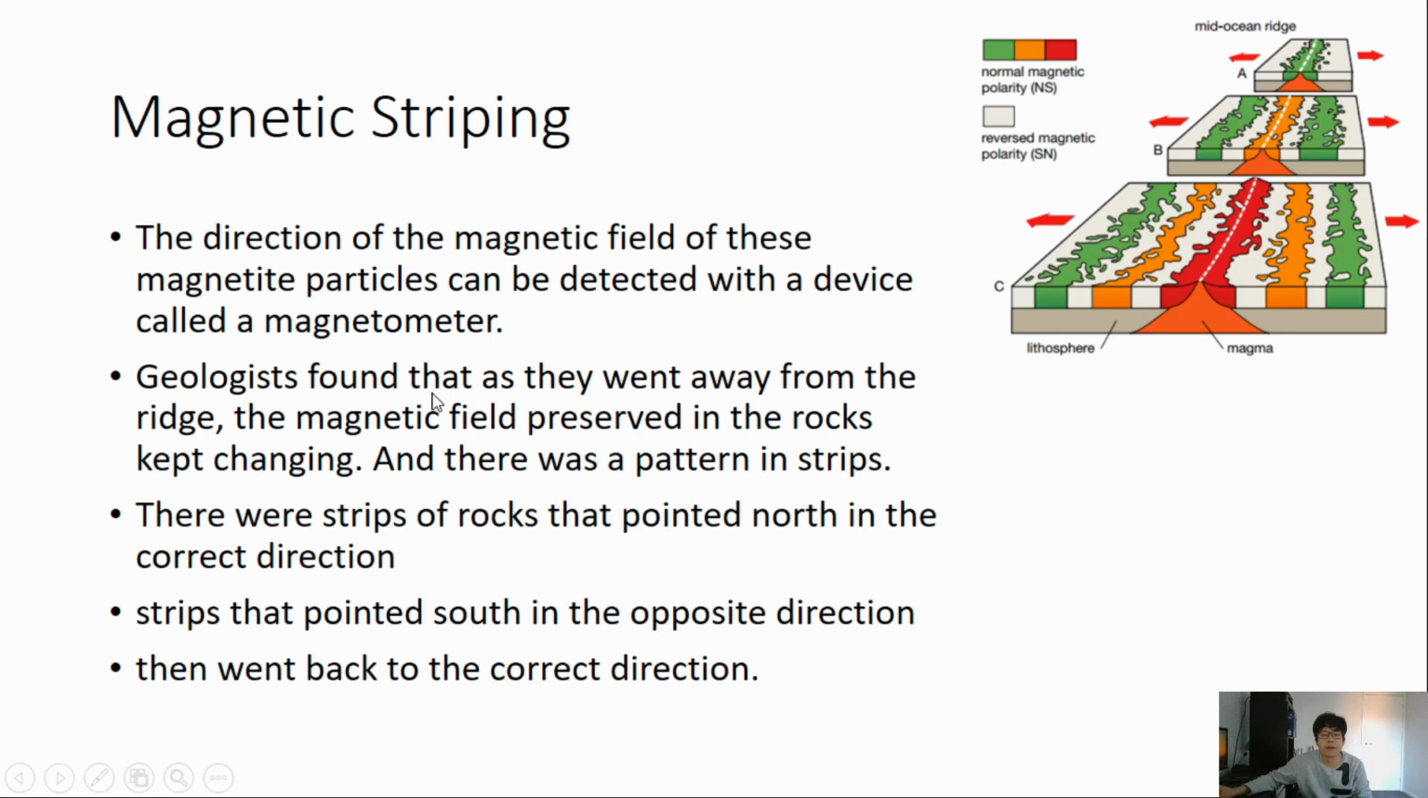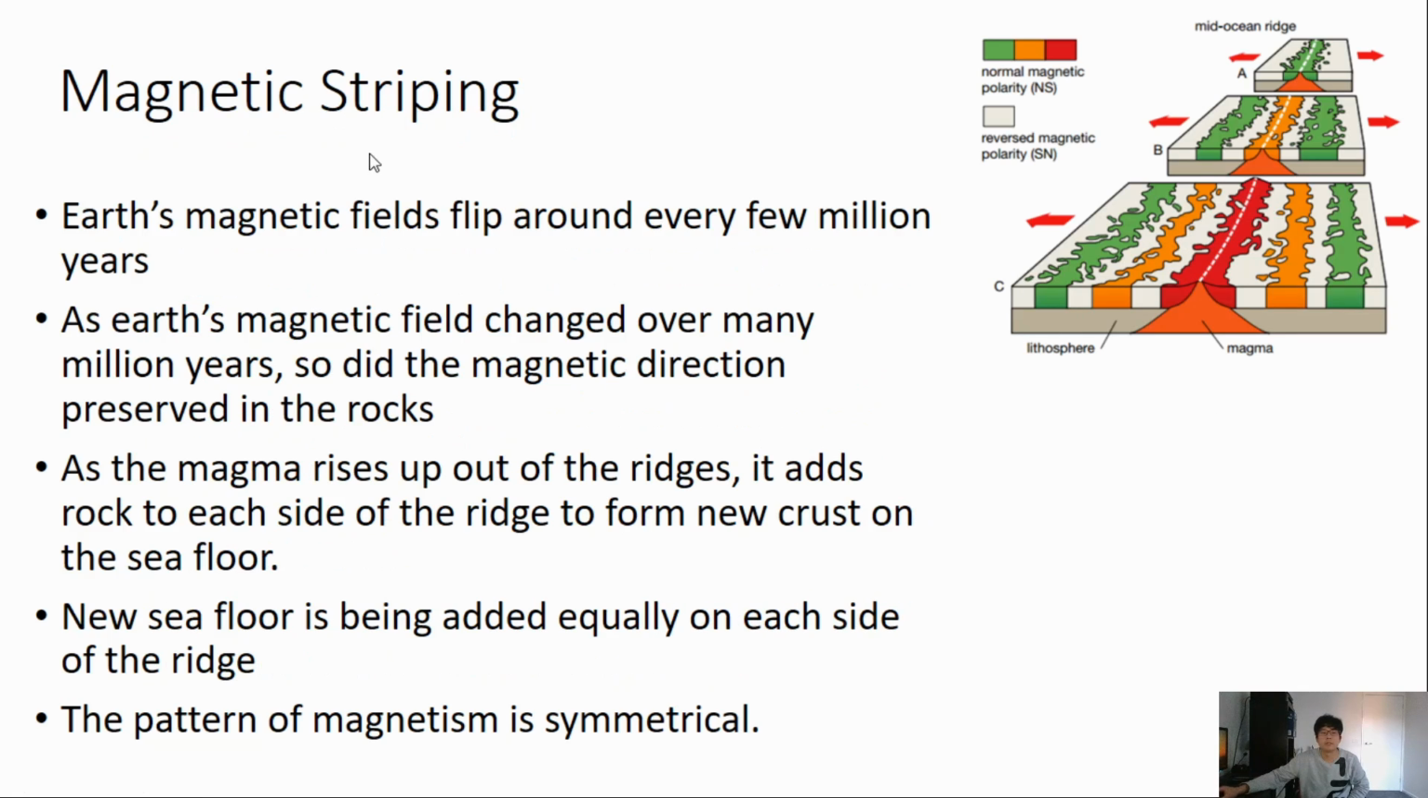And geologists found that as they went away from the ridge, the magnetic field preserved in the rocks kept changing, and there was a pattern which was in strips like this here. So this happens because Earth's magnetic fields flip around every few million years, and as Earth's magnetic field changes over the many million years, so did the magnetic direction preserved in the rock.